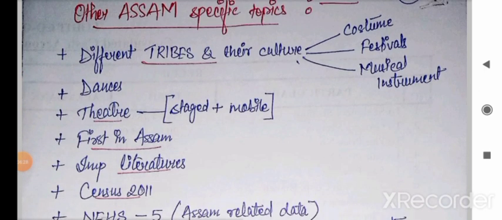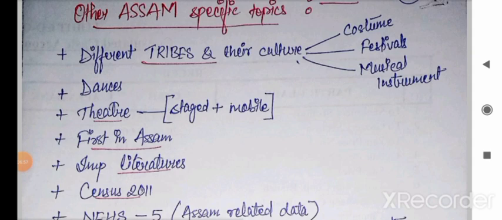Other Assam specific topics are important, because Assam covers 33% of the examination questions. So that's why we need to be very careful about it. Different tribes and their culture are very important. Culture means their traditional costumes, festivals, and musical instruments, most importantly. And their dances sometimes come, sometimes don't. So it depends upon you. If you have time, then do it.